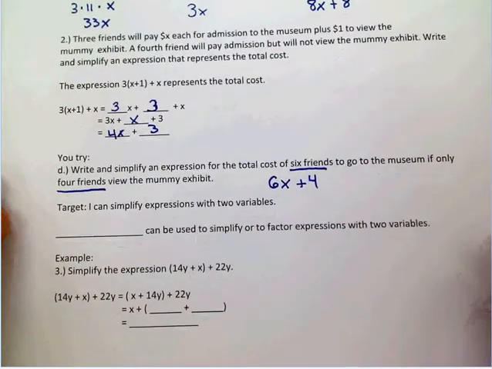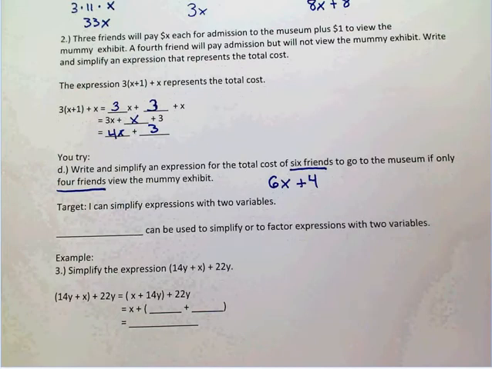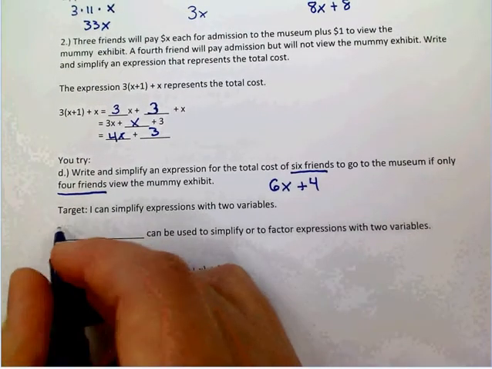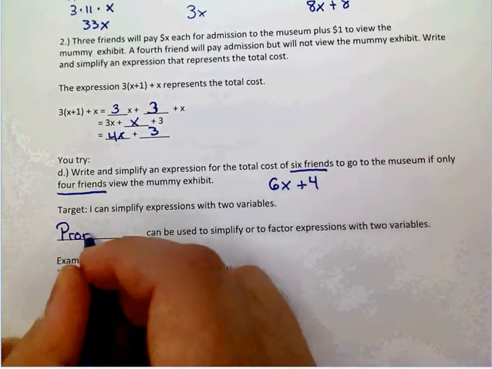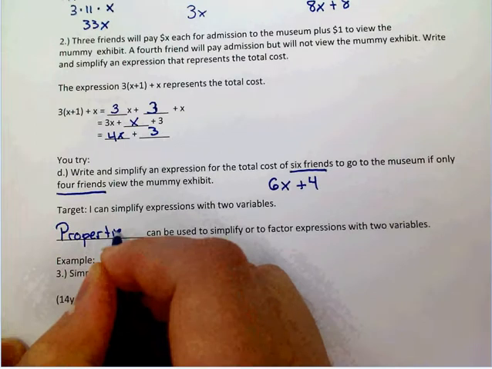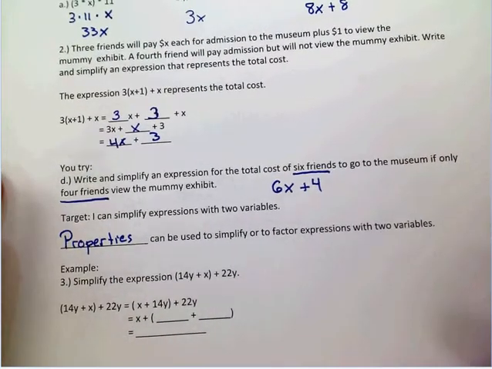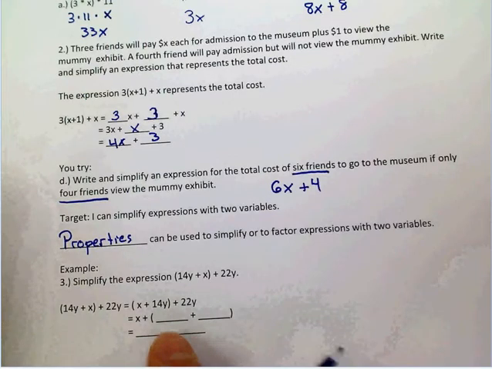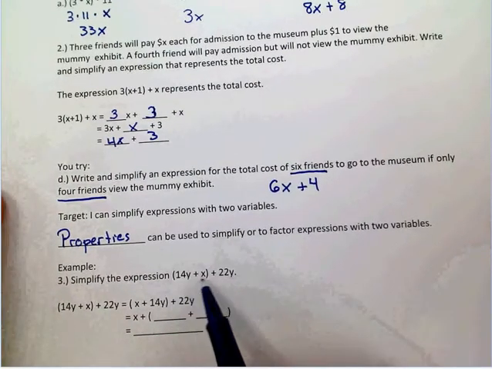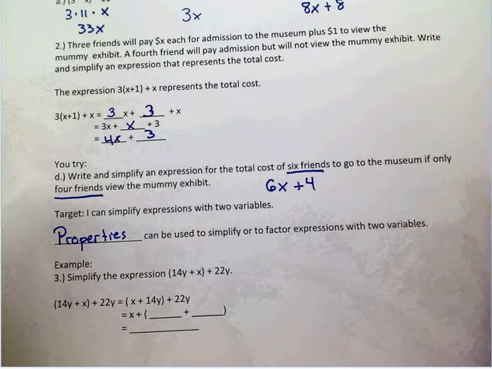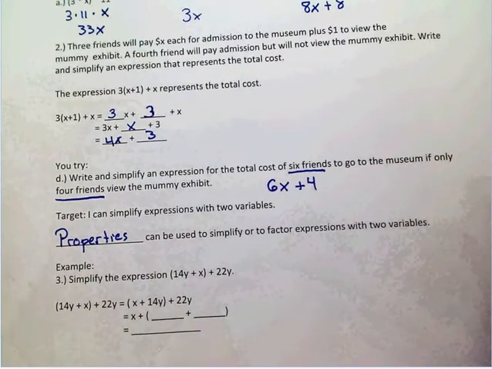Okay, our next target is I can simplify expressions with 2 variables. Properties can be used to simplify or to factor expressions with 2 variables. So if we take a look, simplify the expression 14y plus x plus 22y. Once again, we're going to use either our commutative or associative property.